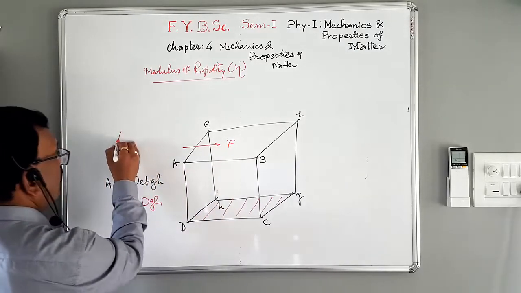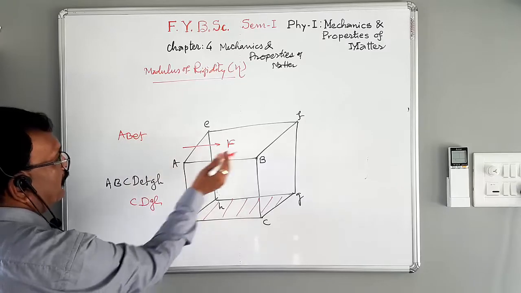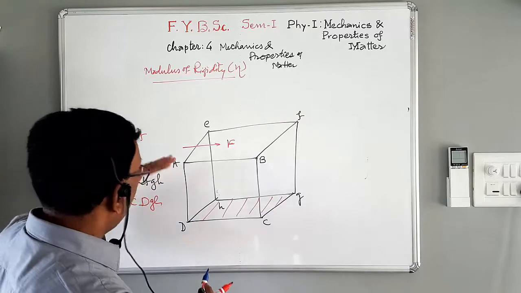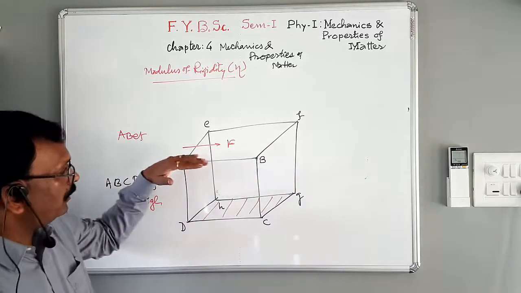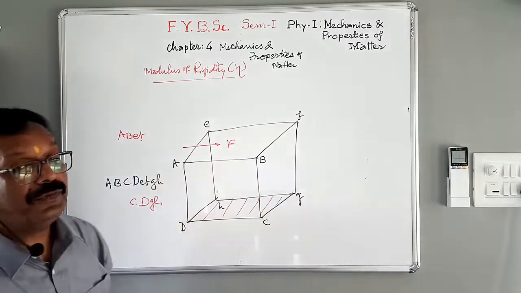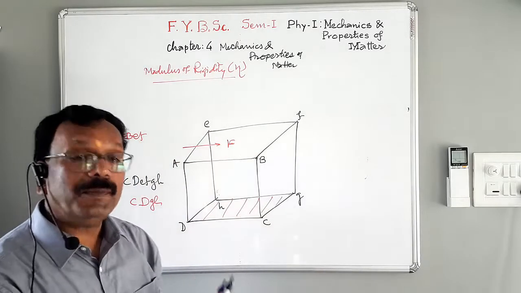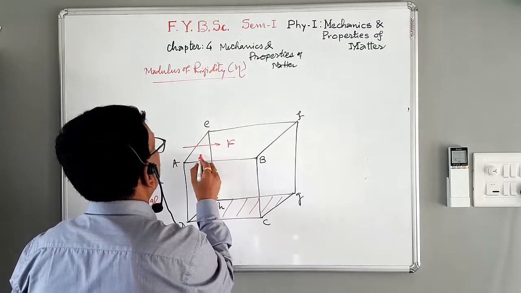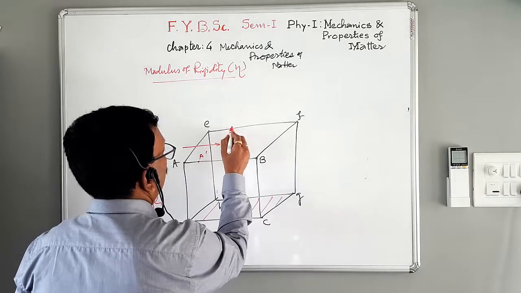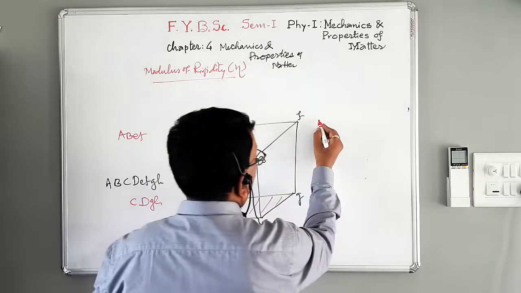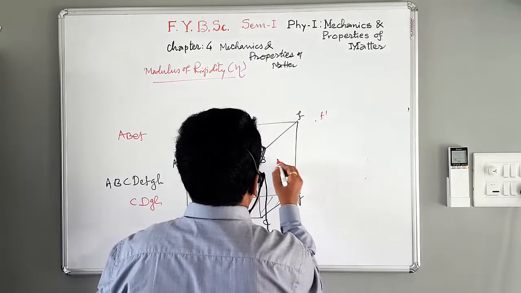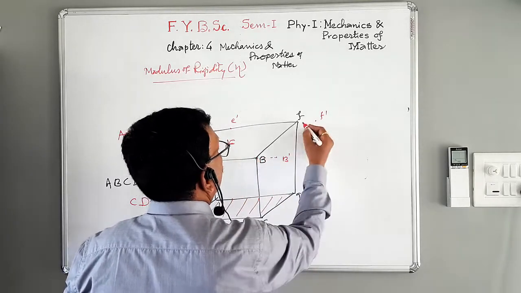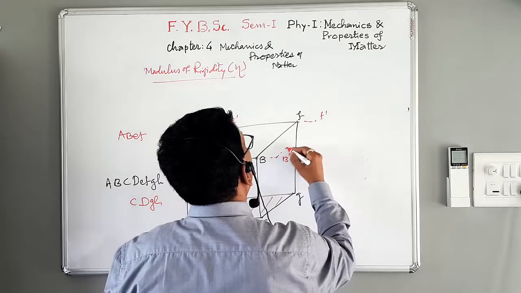on the surface ABEF. This is the upper face and this is the lower face. The lower face is fixed, and we apply the tangential force on the upper face ABEF. What happens? Deformation takes place. Point A is shifted to A prime, E is shifted to E prime, F is shifted to F prime, and B is shifted to B prime. In this way we get the deformed structure.